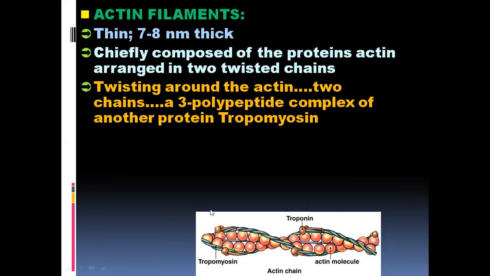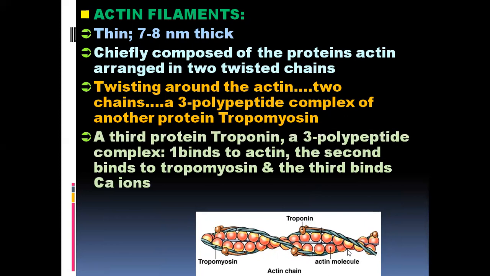The actin molecule, 7 to 8 nanometers thick, is chiefly composed of the protein actin arranged in 2 twisted chains. Twisted around the actin are 2 chains of the protein tropomyosin. Tropomyosin is twisting around the F actin. Then, a third protein, the troponin, which is a 3 polypeptide complex, is present on the tropomyosin at various areas.